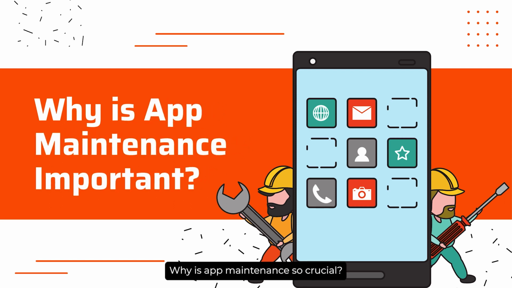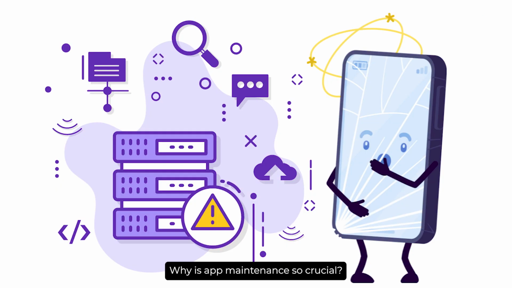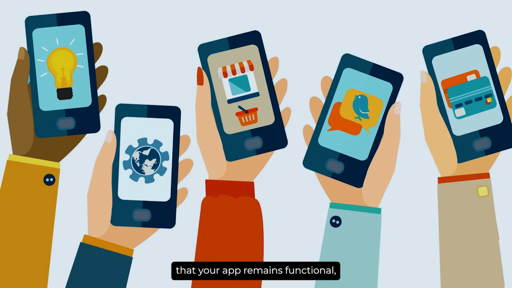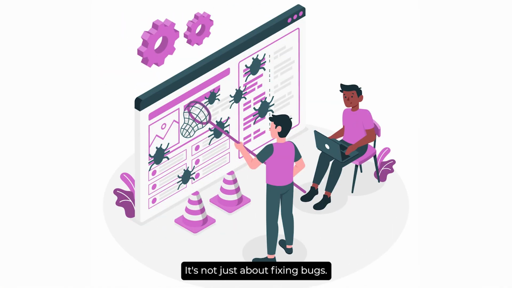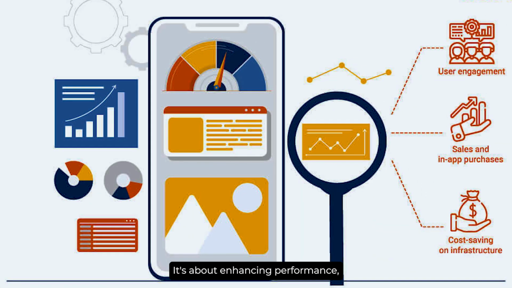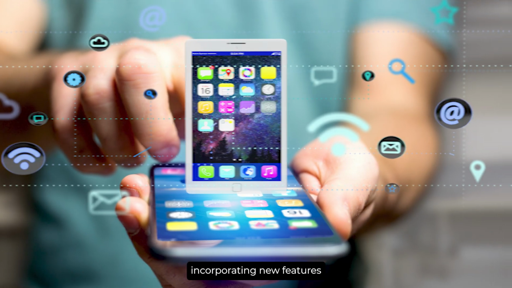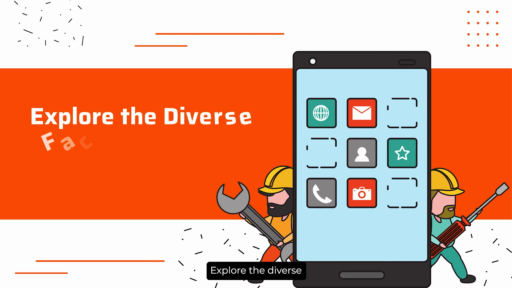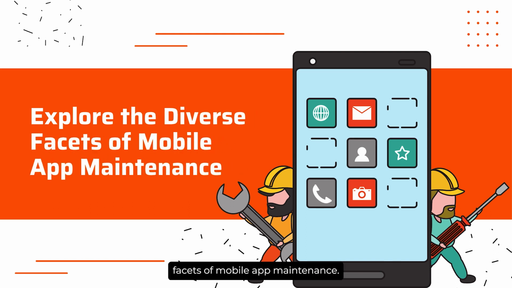First things first, why is app maintenance so crucial? Well, imagine your favorite app suddenly crashing or experiencing glitches. Frustrating, right? Regular maintenance ensures that your app remains functional, secure, and user-friendly. It's not just about fixing bugs, it's about enhancing performance, incorporating new features, and adapting to evolving technologies and user needs.